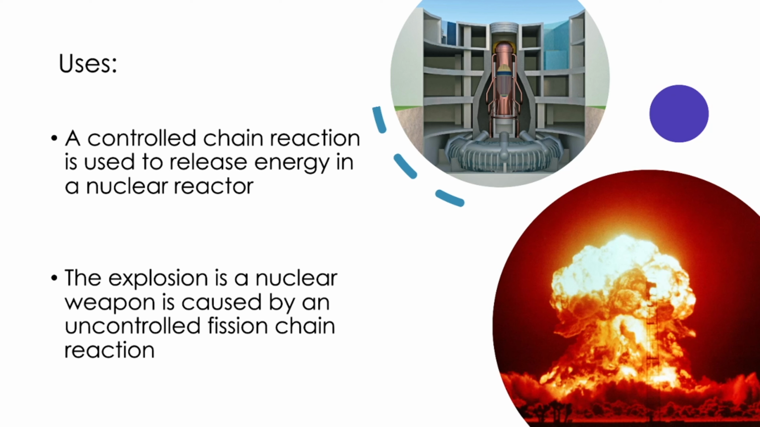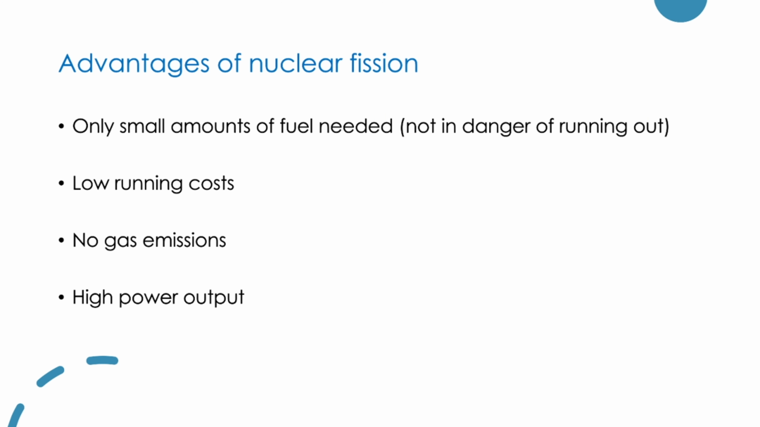The uses. A controlled chain reaction is used to release energy in a nuclear reactor. The explosion in a nuclear weapon is caused by an uncontrolled fission chain reaction. There are some advantages of nuclear fission. One is that only small amounts of fuel are needed and it is not in danger of running out. Low running costs, no gas emissions, and high output, meaning it's reliable and it's effective.